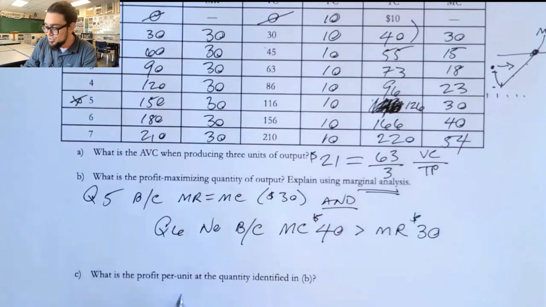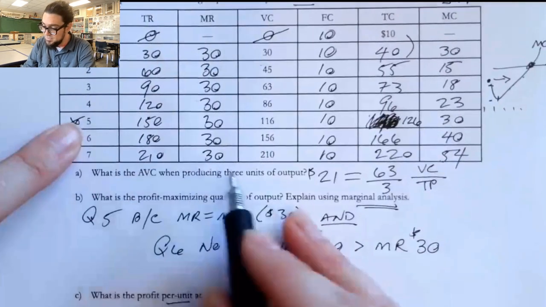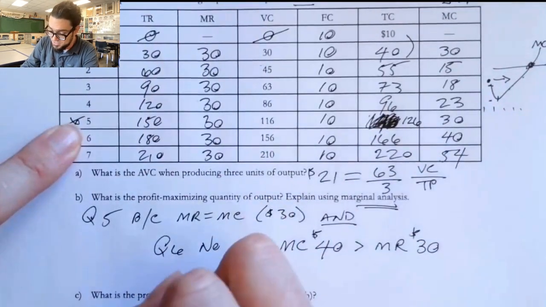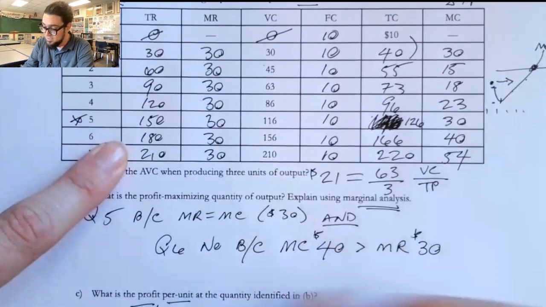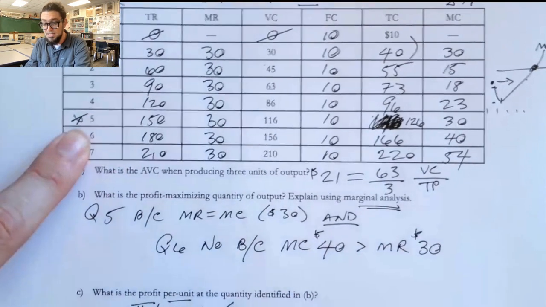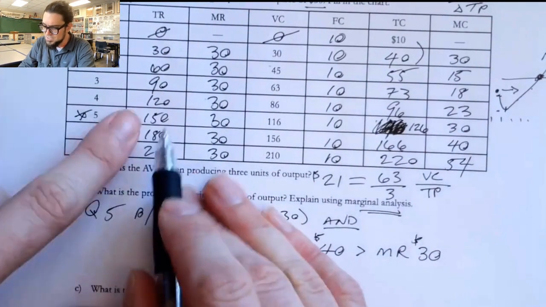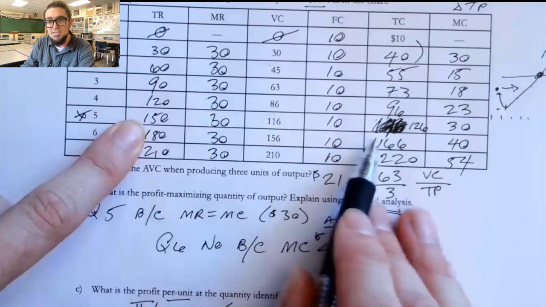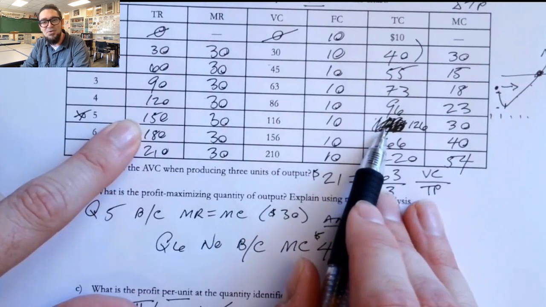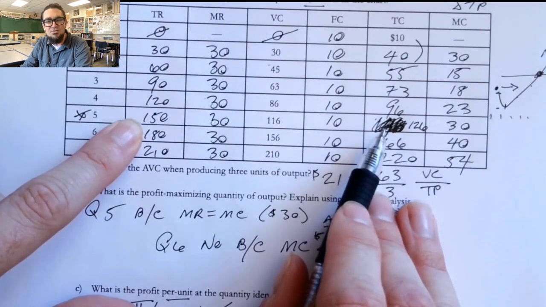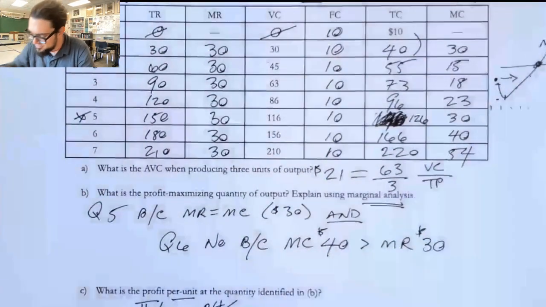What's the profit per unit at the quantity identified in B? So at quantity 5, the amount of profit per unit would be profit divided by the total product. We need the profit first, but we do know the product amount would be 5. So that's total revenue, 150, minus total cost, 126. That's that really terrible math that I couldn't do. And so the profit there is 24. Oh, shoot, this doesn't turn out really pretty.